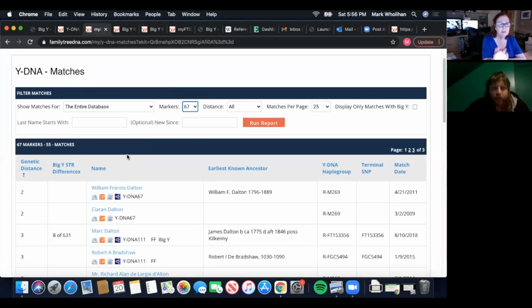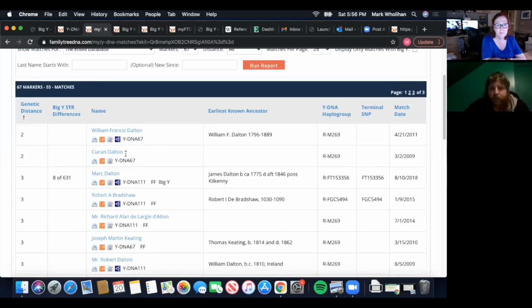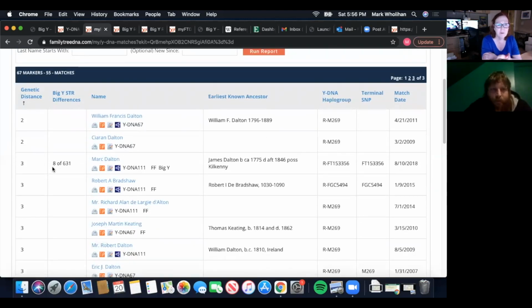And if you look through, there you'll see Mark actually shows up at a distance of 3, but up above is Kieran. Now, Kieran has not gone beyond 67 markers. He and I actually know each other from DGS meetings and have exchanged a lot of emails, and we know we have County Waterford heritage in common. So I think I'm probably more closely related to Kieran than I am to Mark.